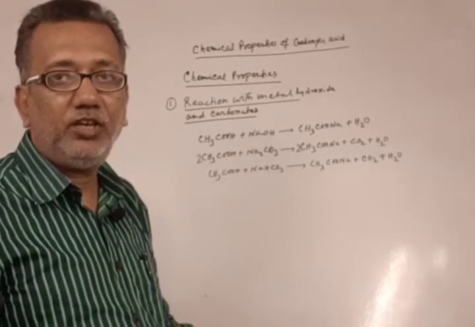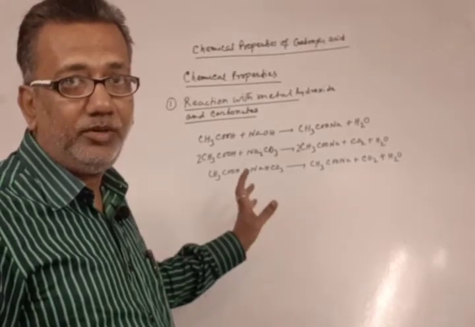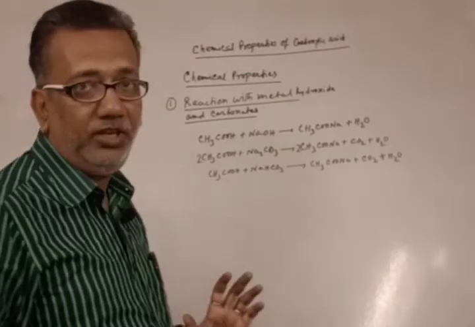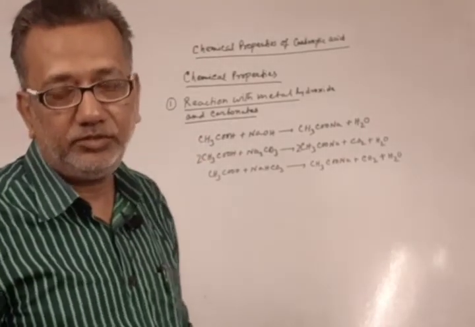So these are the common reactions where we get the acidic property of carboxylic acid.